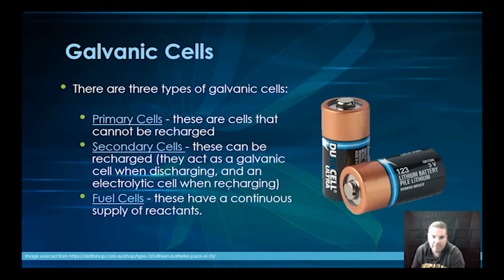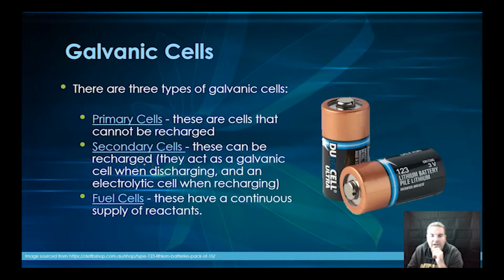There are three types of galvanic cells. What we are used to is things like batteries. They're primary cells. They're ones that cannot be recharged. So you connect your battery, electrons flow between the anode and the cathode. Okay, once you've used up all the chemicals within your electrolyte, the battery goes dead and you have to throw it out and use a new one.